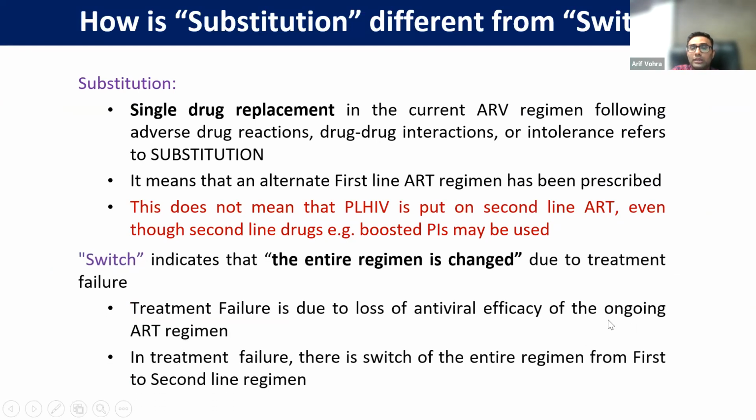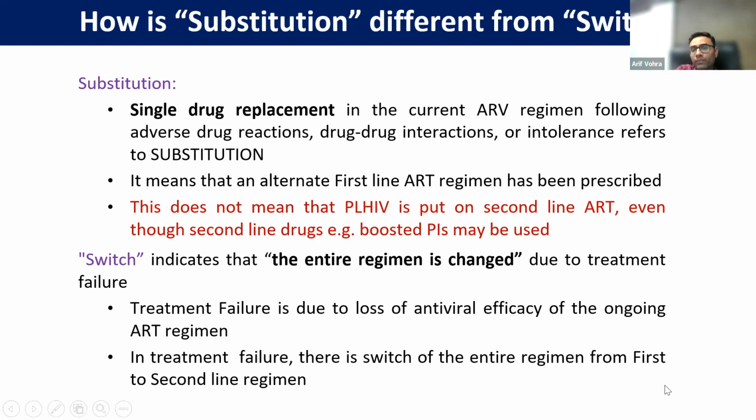Now, what is drug substitution and what is drug switch? A single drug replacement will be considered a substitution. Like you had started a child on zidovudine, lamivudine and a DTG-based regimen, and the child has developed anemia. Here you have changed zidovudine to abacavir. So this is substitution, a single drug replacement, where we replace the drug with one from the same class.